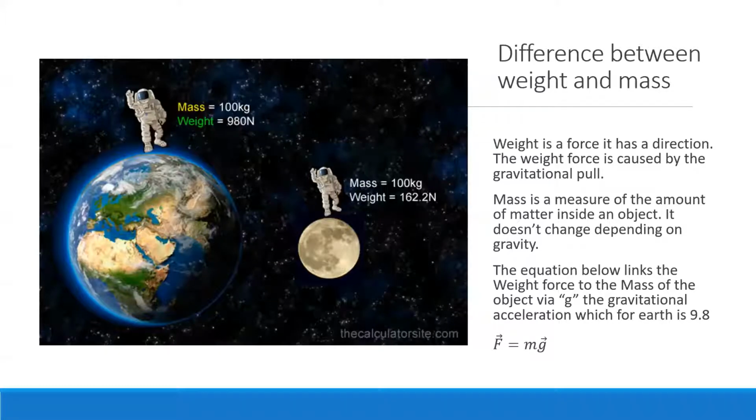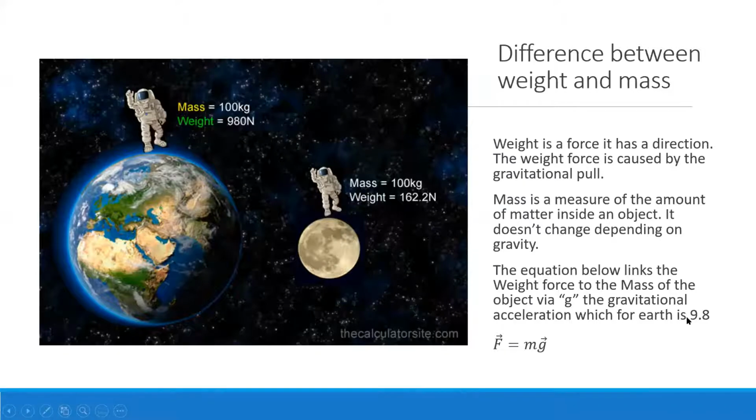We talked about the difference between weight and mass, and after I finished explaining it, I said, guess what? We're never going to use the word weight again. But it does give us a quick definition here. We've got F equals mg. The force of gravity is given by the mass times the gravitational field strength, which is 9.8.